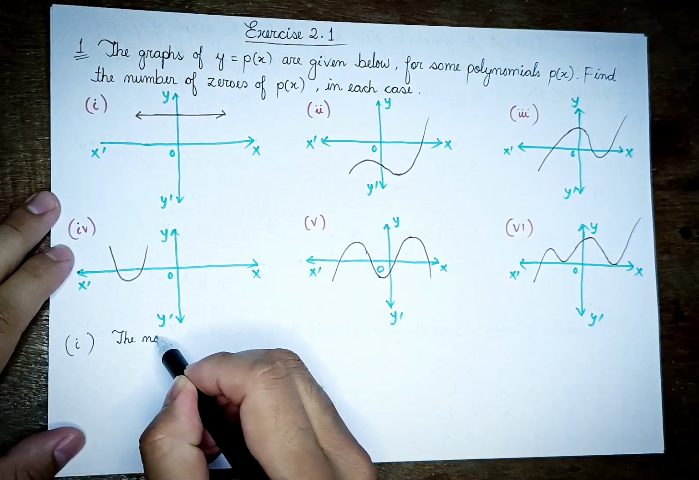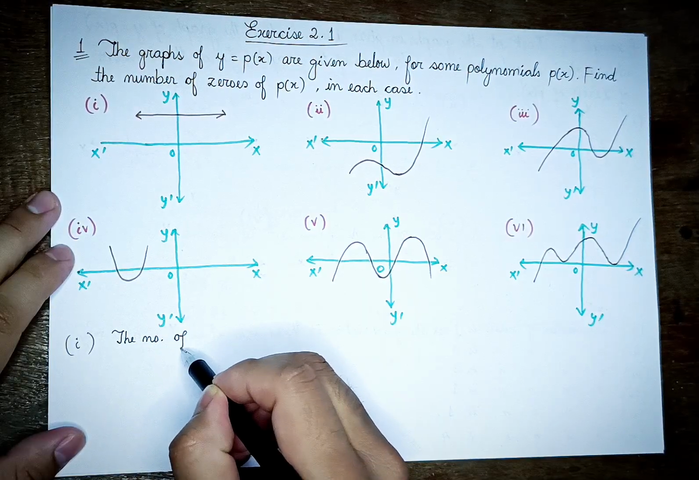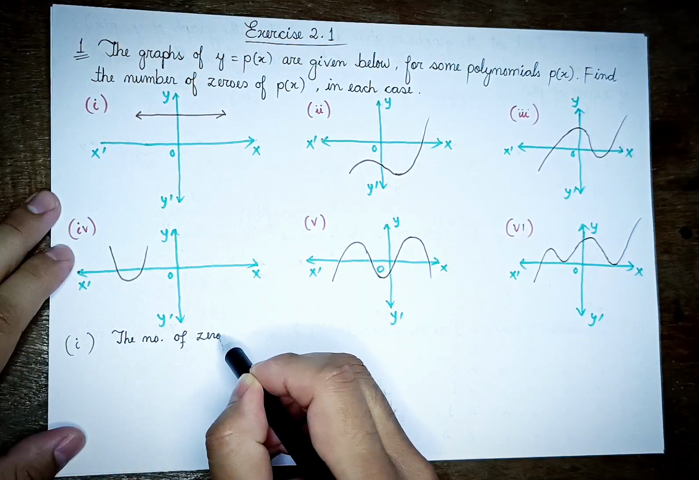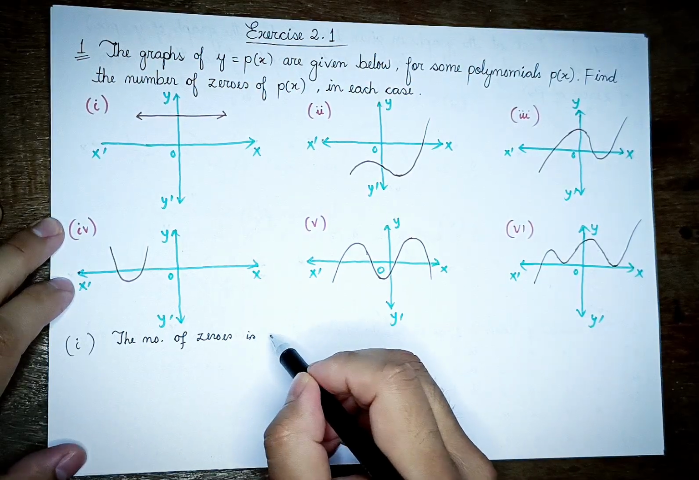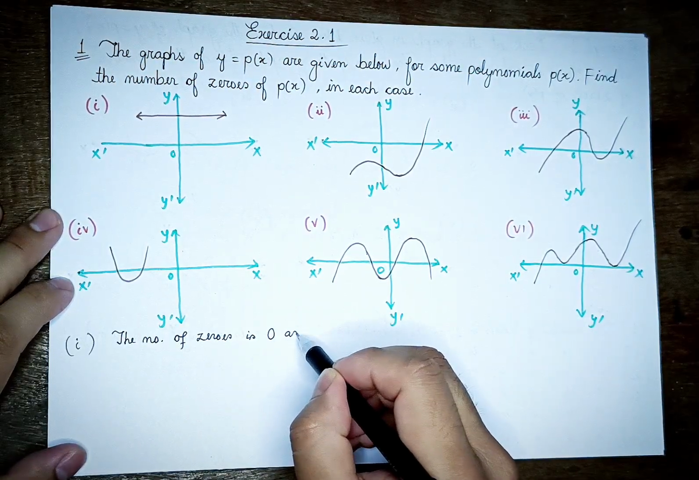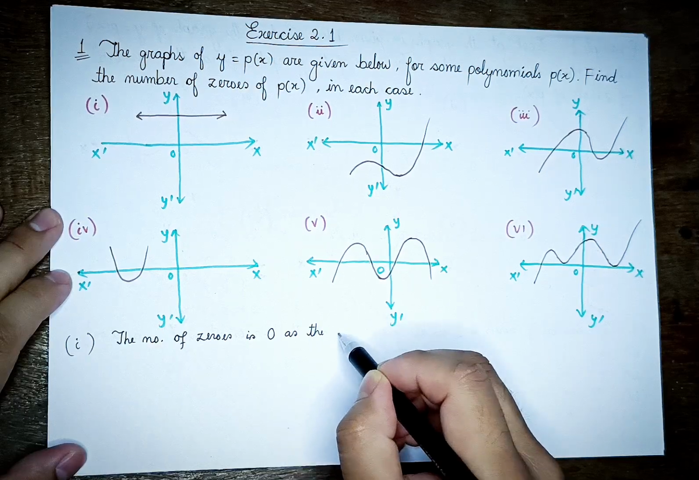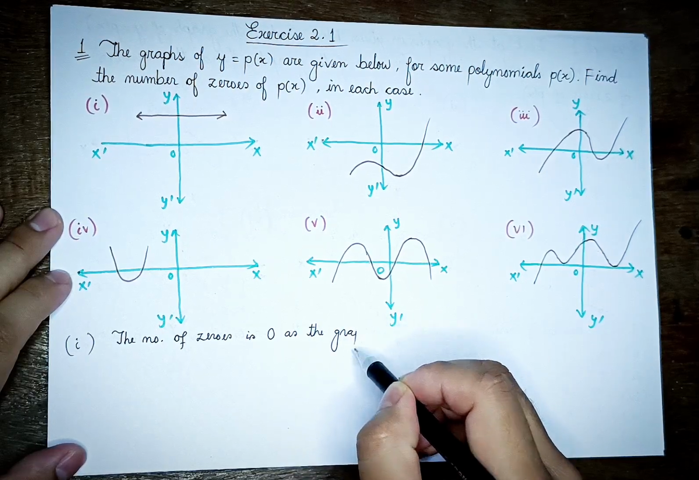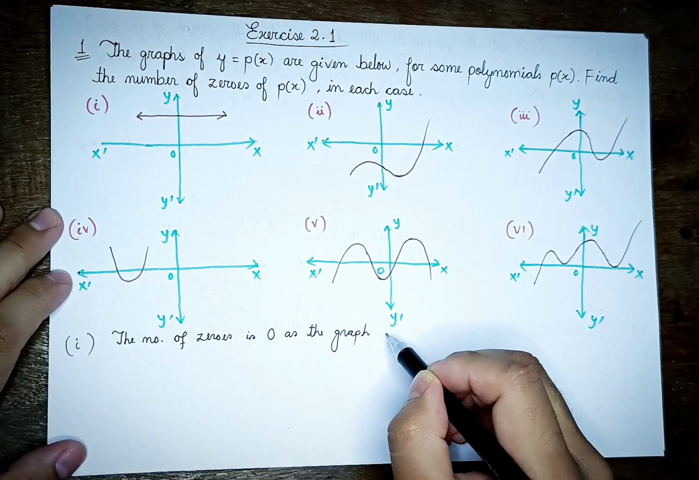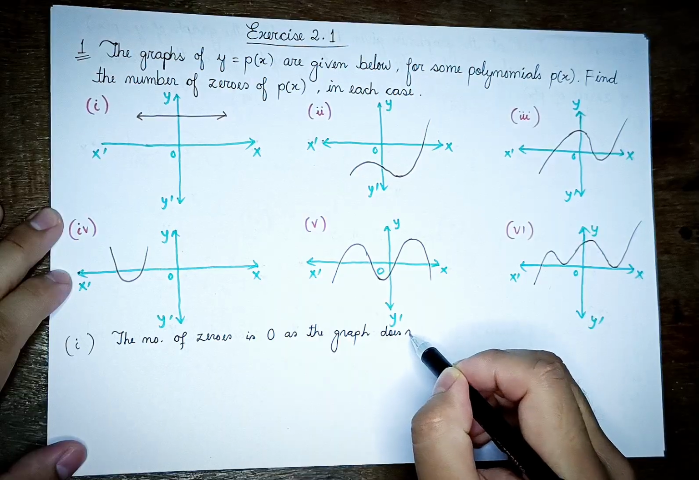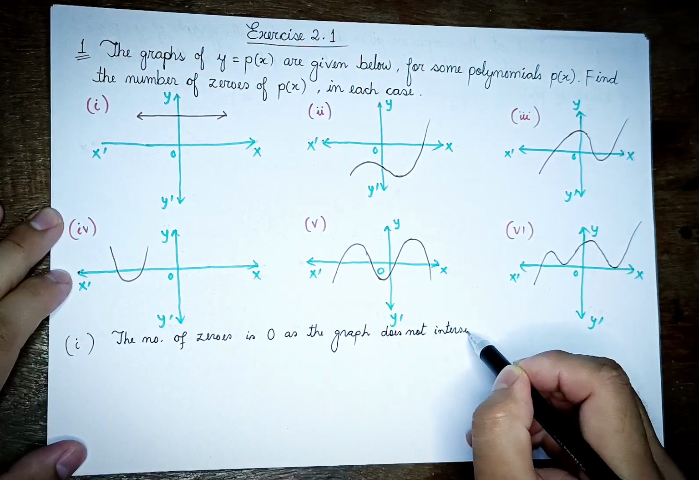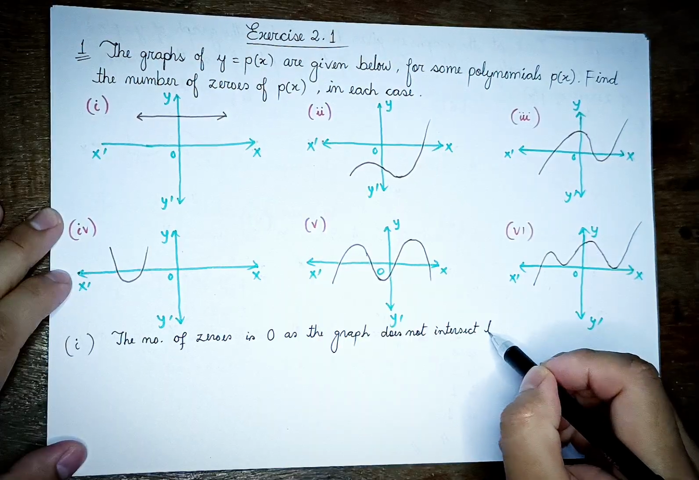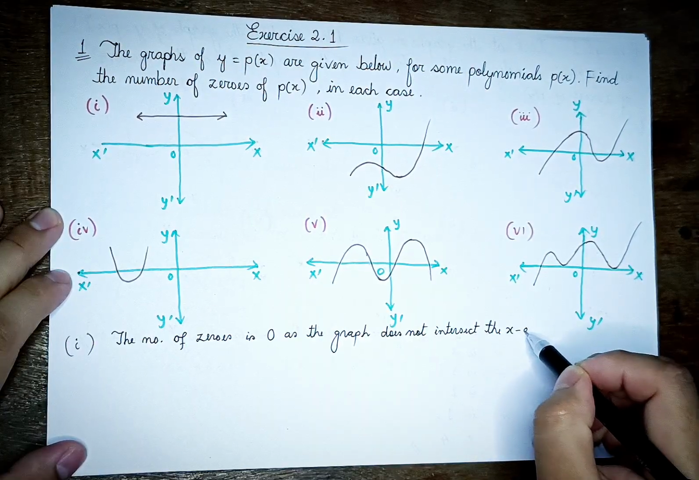The number of zeros is 0 as the graph does not intersect the x-axis.